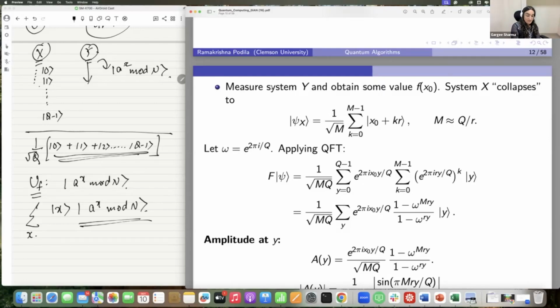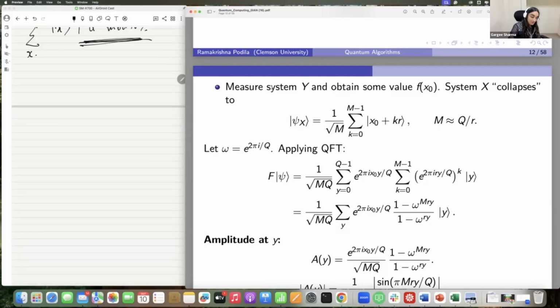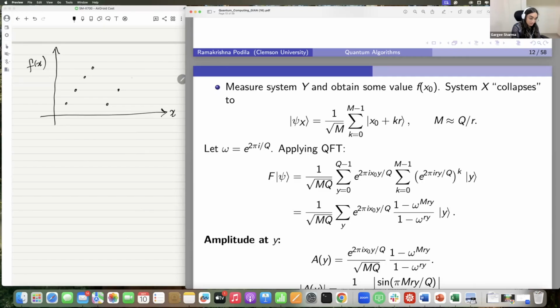If I do a measurement on this and I find some answer, it's basically like this. Let me try to visualize it: this is my x and this is my f of x. I'm just doing some hand-waving kind of argument. Let's say f of x, as we have said, is periodic in x, so it repeats after a certain interval.